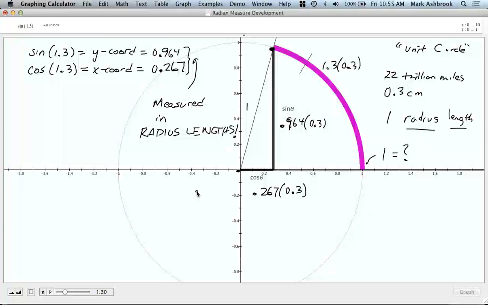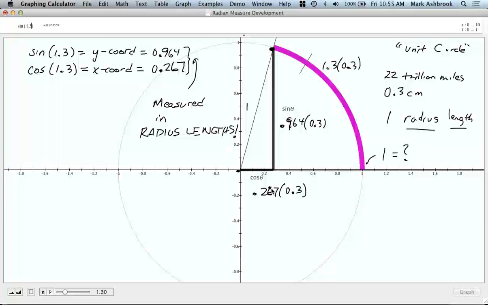Any questions? Yes. If the radius was 2 instead of 1, would the hypotenuse still equal 1, or would it equal 2? The hypotenuse would be 2. But then, if you wanted that length in the units of your axes, it would no longer be cosine. It'd be 2 cosine.